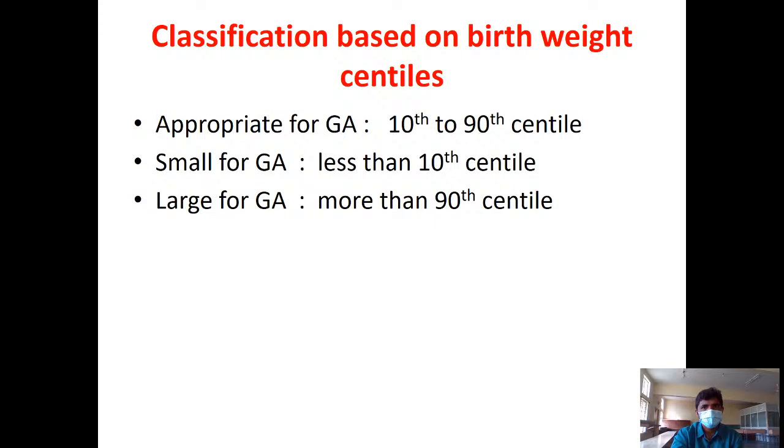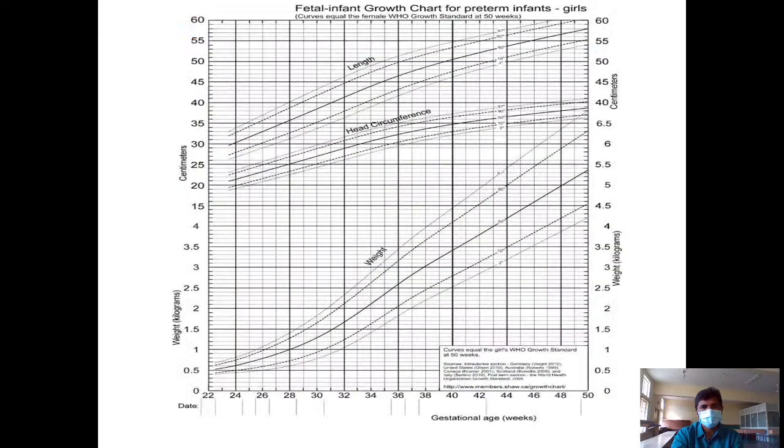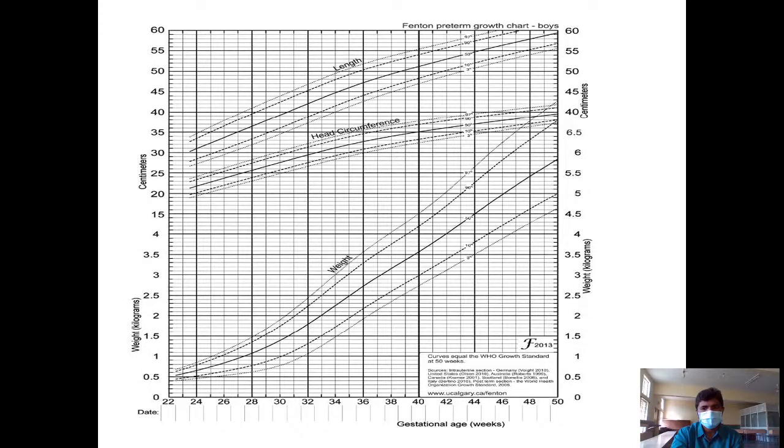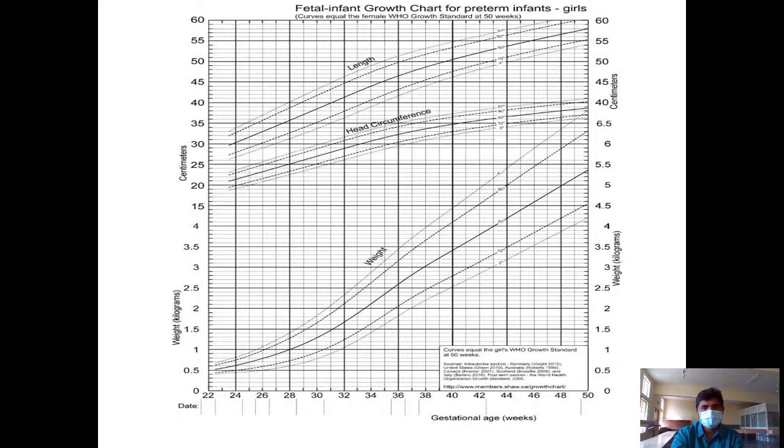And then based on birth weight centiles, you label it as appropriate for gestational age when the weight lies between the 10th and 90th centile. When the weight lies below the 10th centile, the baby is considered small for gestational age. When the baby weighs more than the 90th centile for that gestational age, you label the child as large for gestational age. So these are the fundamental growth charts for classifying babies into appropriate, small, and large for gestational age.